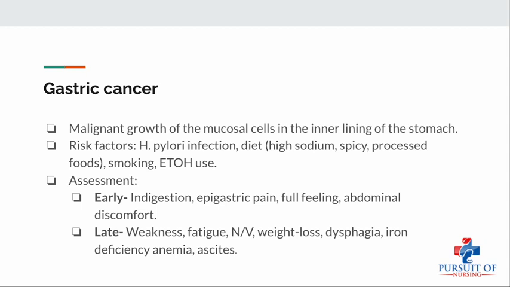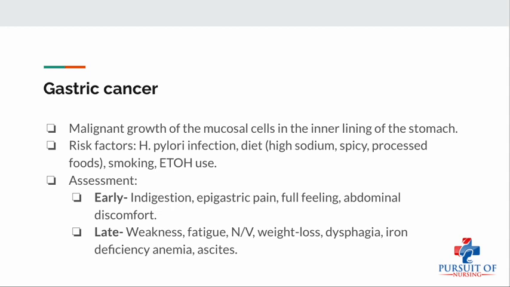Now, gastric cancer is a malignant growth of the mucosal cells in the inner lining of the stomach. Risk factors include a history of H. pylori infection, a diet high in sodium, spicy, or processed foods, a history of smoking, and alcohol use. Now, for the NCLEX, I want you to know the difference between the early signs and the late signs of gastric cancer. So, your early signs are indigestion, epigastric pain, a feeling of fullness, and abdominal discomfort, whereas your late signs are weakness, fatigue, nausea, vomiting, weight loss, dysphagia, iron deficiency anemia, and ascites.